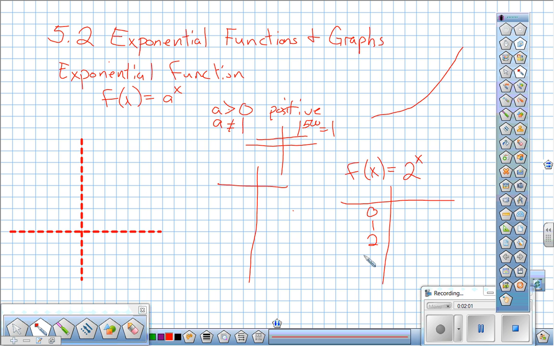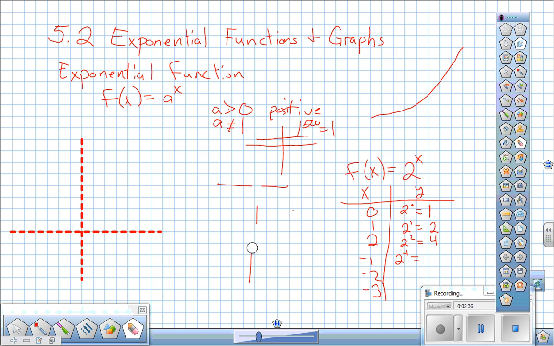But we also need some negative ones as well. So let's do -1, -2, -3. And we'll plot these points when we get done, and we'll see what we get out of them. When x equals 0, I have 2 to the 0. Anything to the 0 power is 1. 2 to the first power, anything to the first power is itself. 2 squared is 4.